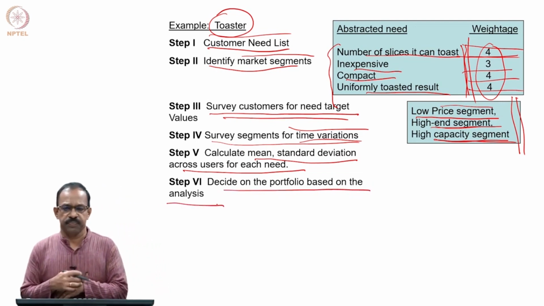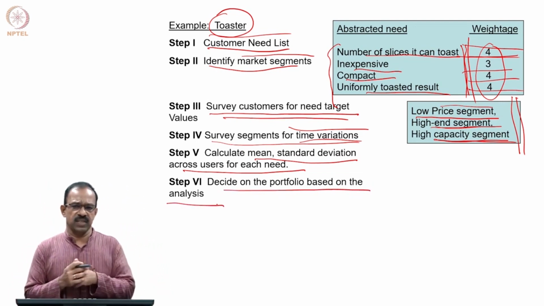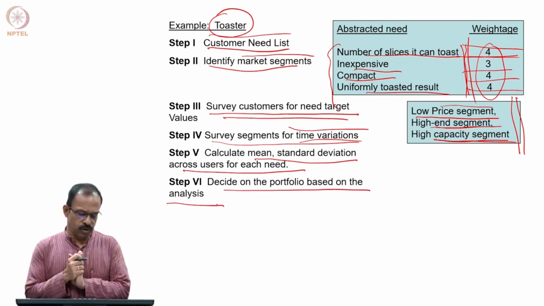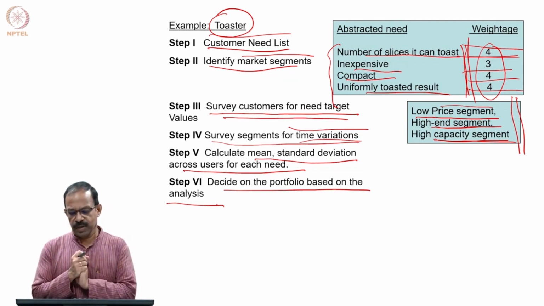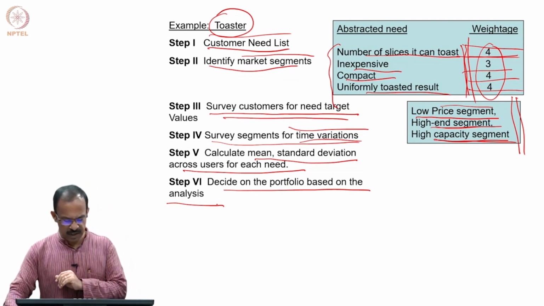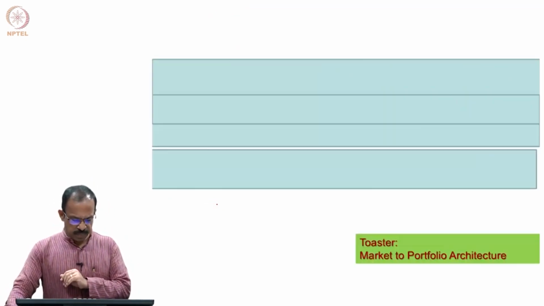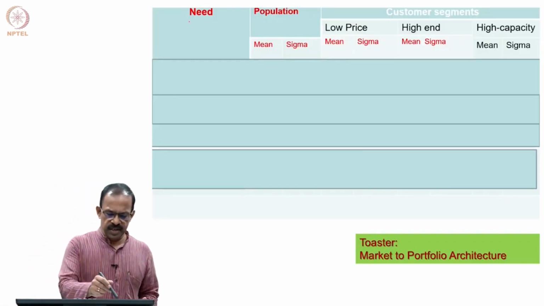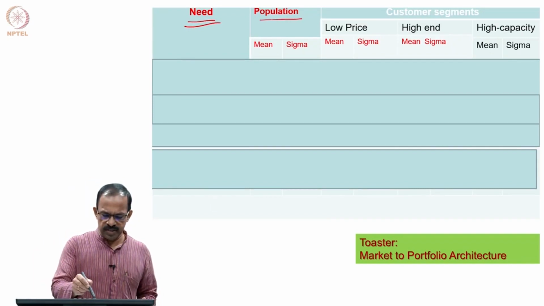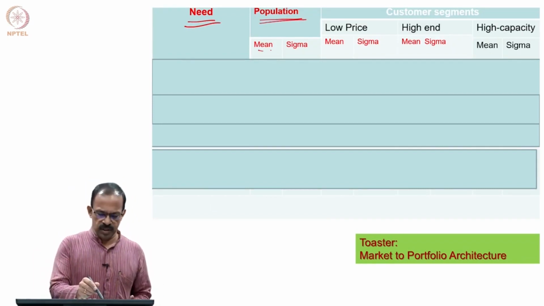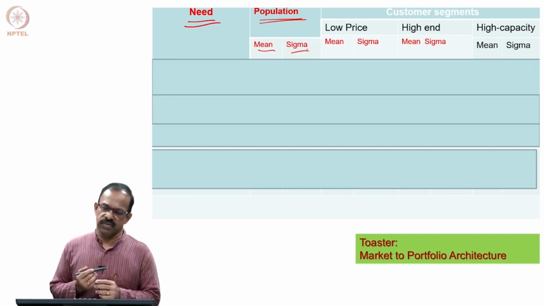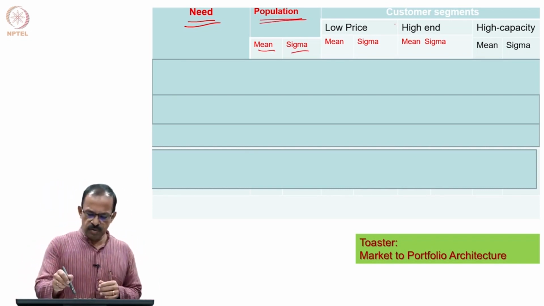So, then you use the architecture that we discussed and then decide what should be the portfolio to be used. Okay. So, in this case let us see how we can do this. We will see that this is the need, and then we will say the population. So, for the total population we will try to find out the mean and sigma, that is the mean value and standard deviation, and then we look at each segment.